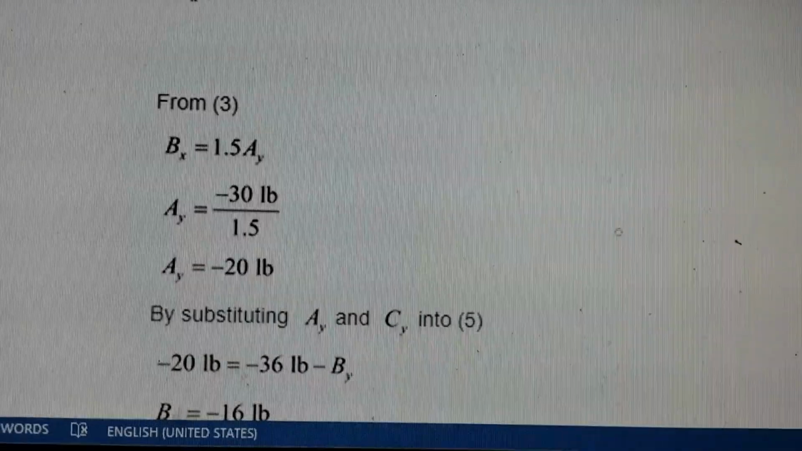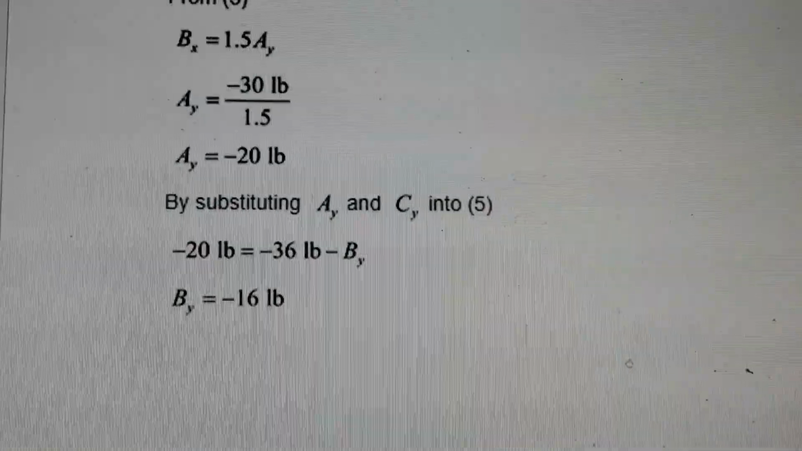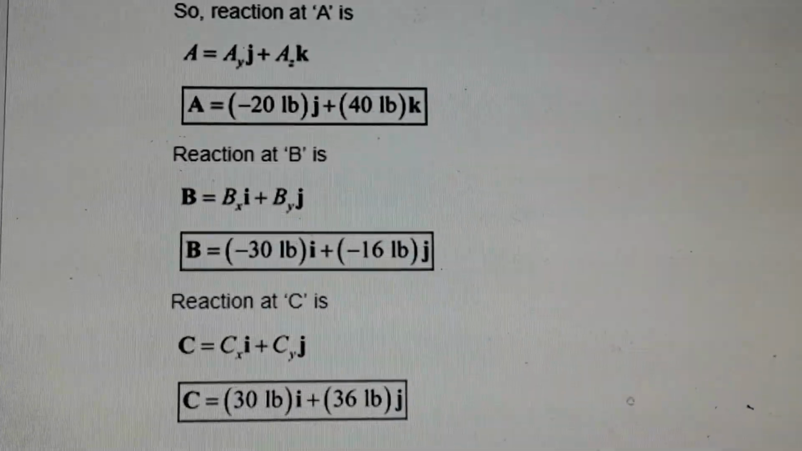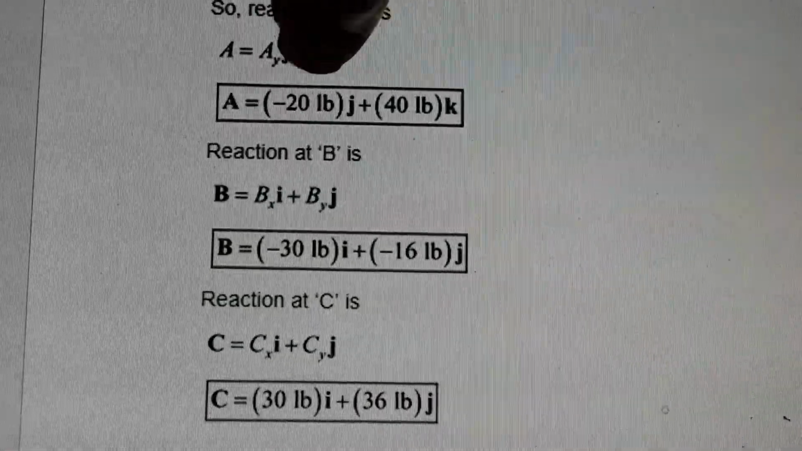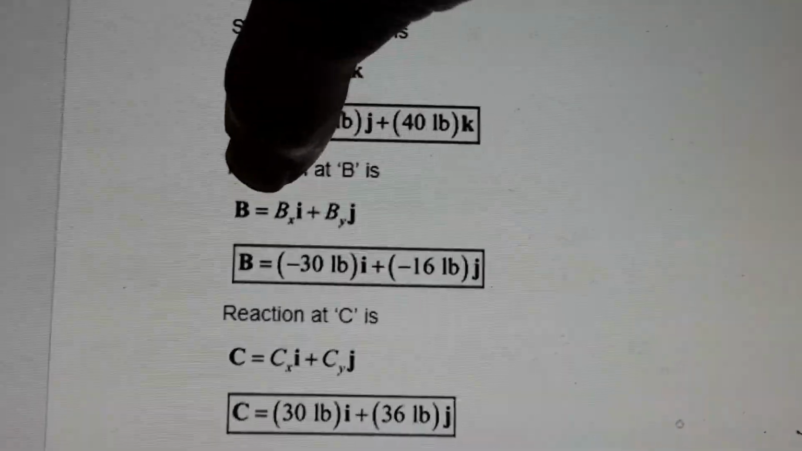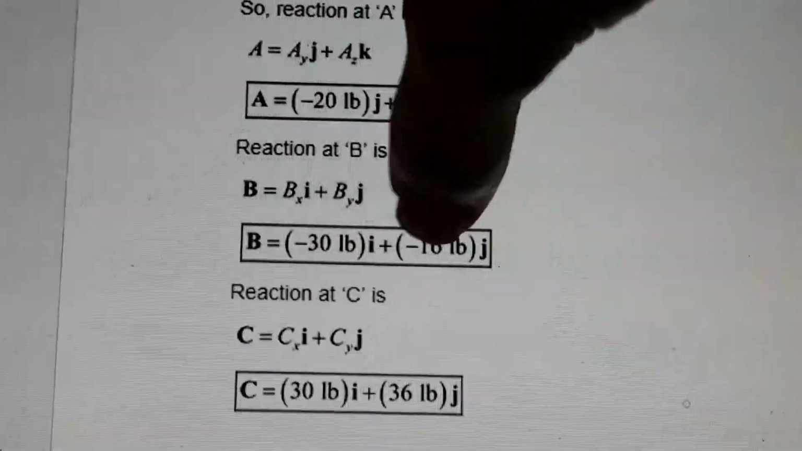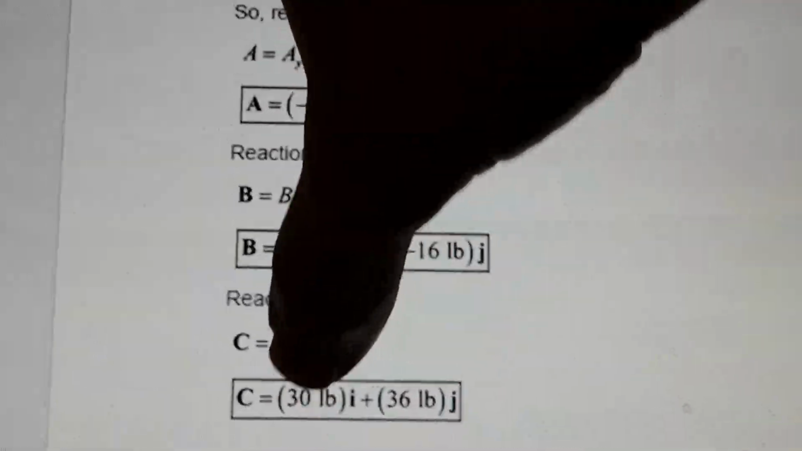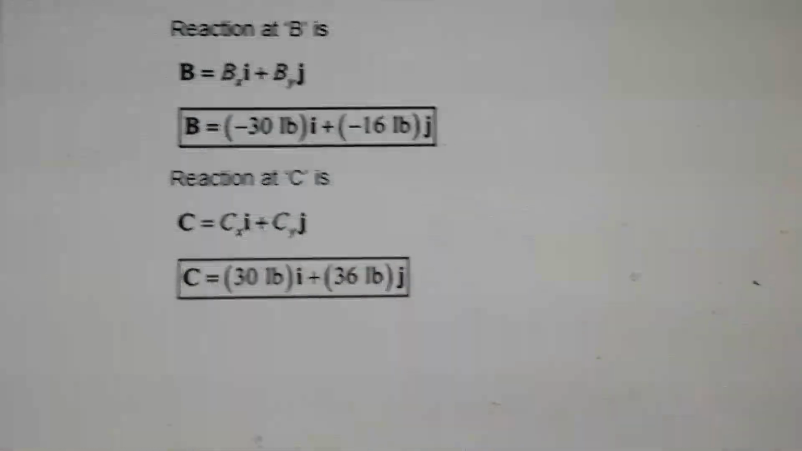And from equation 5, you could find BY. So now we found AZ, AY, and we found BX, BY. So we'll put all the reactions. A is equal to AY j plus AZ k. So we have A is equal to minus 20j plus 40k. B, we have BX i plus BY j, minus 30i minus 16j. Everything is in pounds here. Reaction C, 30i plus 36j. So we have all the reactions right now, A, B, and C.